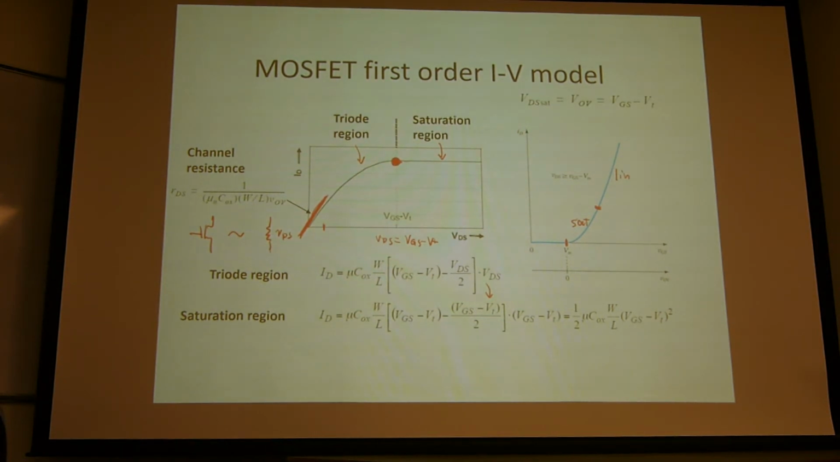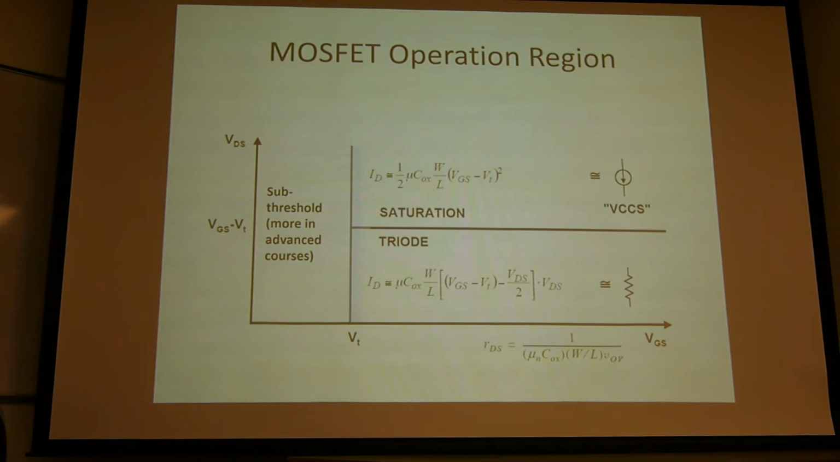Okay, so these are the equations and the two curves we have seen before. And then we can also have a summary table, or chart, like this. Depending on the gate voltage and then the drain voltage, you have those three operation regions. First of all, when the gate voltage is below the threshold, this is the subthreshold region, which we have talked about in the previous section.